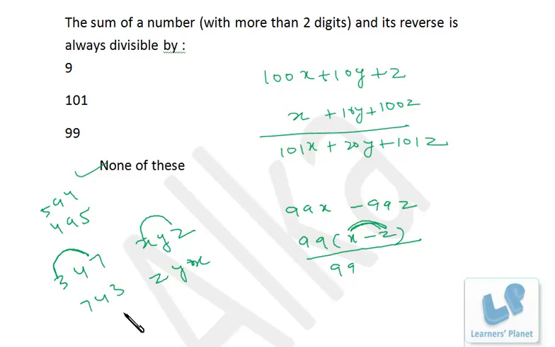Here with 347 and 743, the difference will always be a multiple of 99, right? And how many times will it be a multiple of 99? It will be 99 into 4, that is the difference between the extreme digits, right? So you can learn to play with numbers by these small experiments. If it is a 2-digit number xy and then yx, the difference will be a multiple of 9, and if we divide that difference by 9, we'll get the difference between the digits.